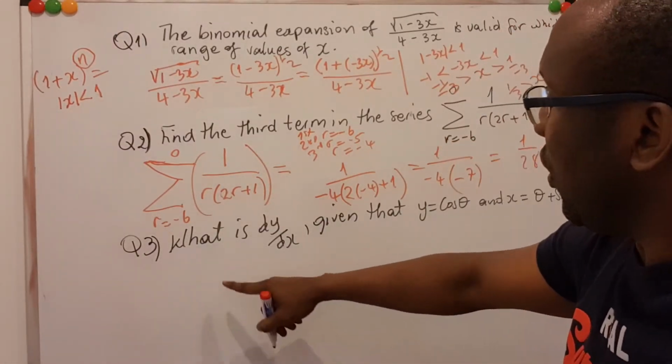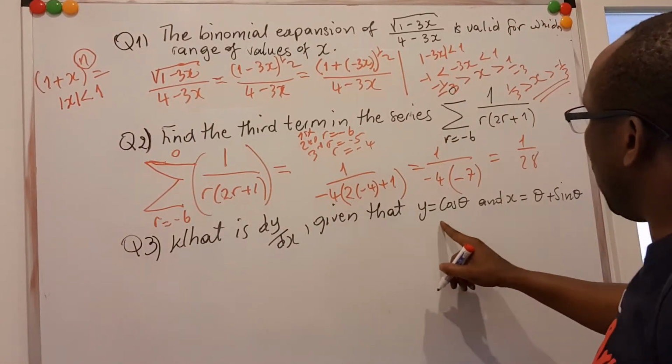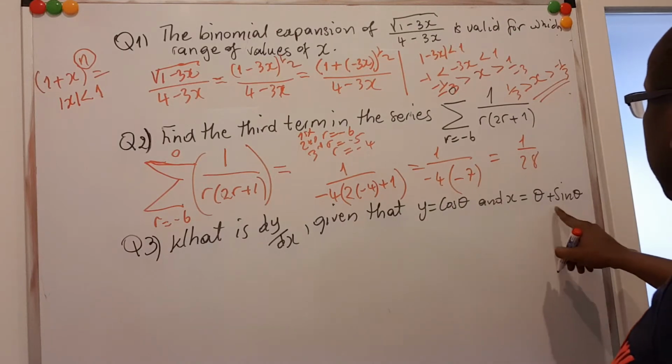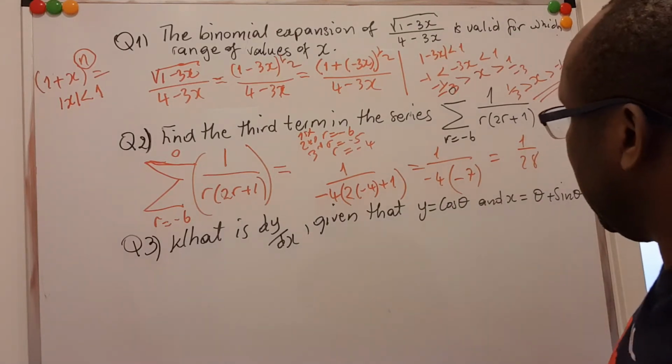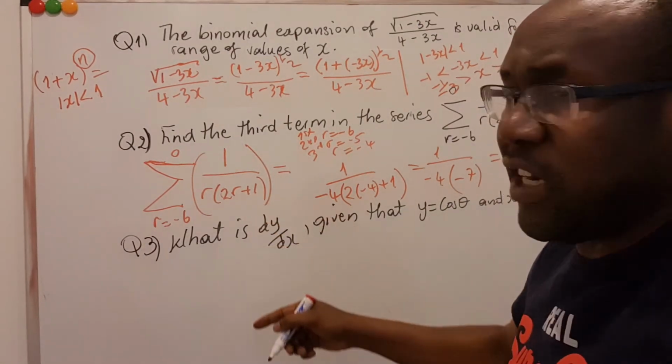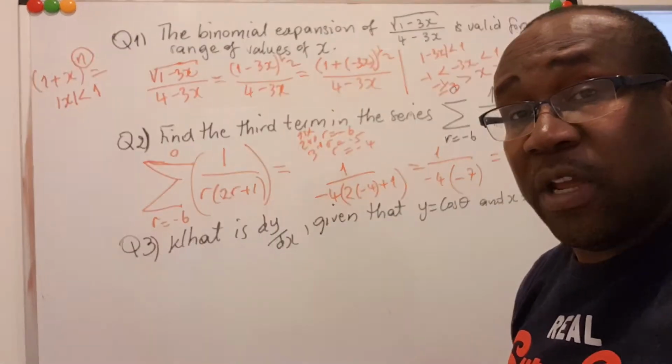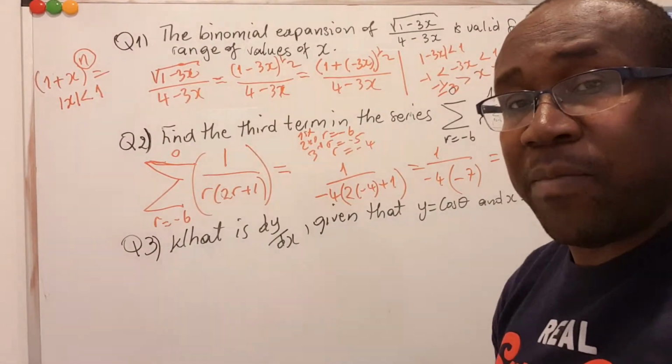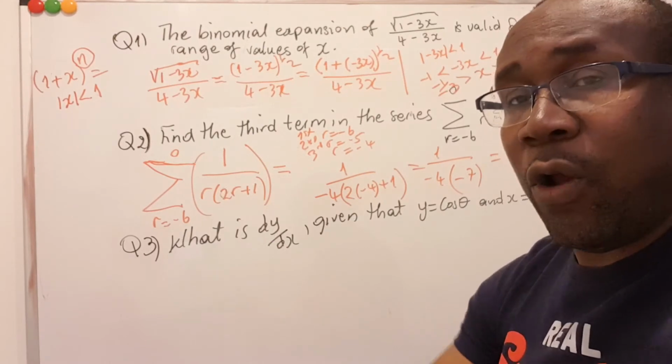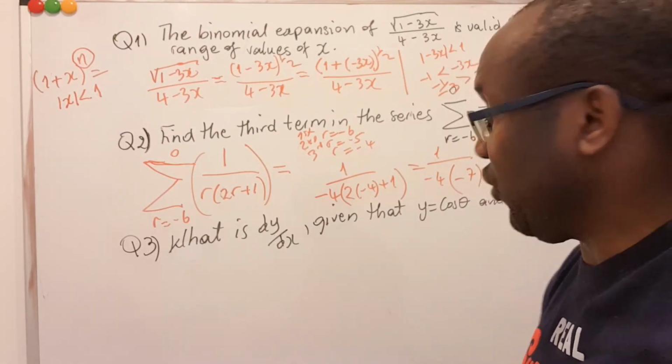Question number 3 says, what is dy dx given that y is equal to cos theta and x is equal to theta plus sin theta? Once again, we are to look for a derivative. We've already done a number of them in some of our videos. You can check back to them and make sure that you have all that is required for any question that can come in the future.